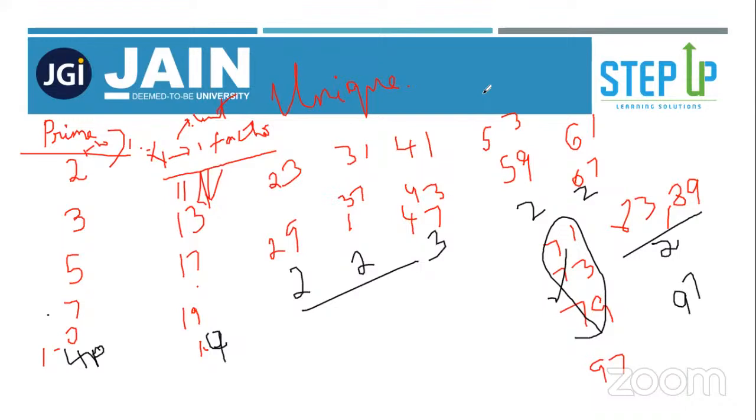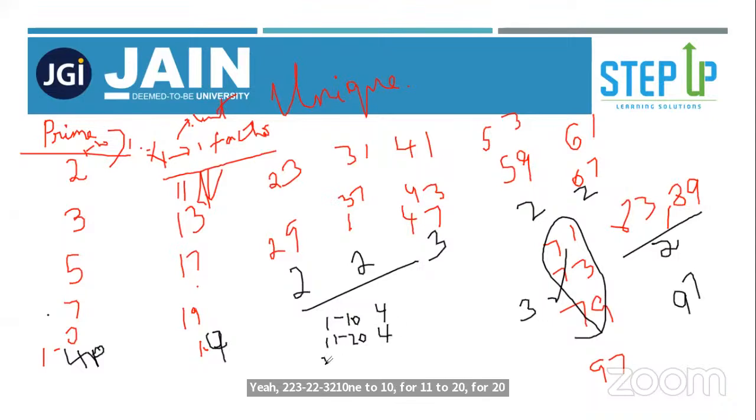Okay. So total number of prime numbers counted: 4, 4, 2, 3, 2, 3, 2, 1. 1 to 10, 4. 11 to 20, 4. 21 to 30, 2. 31 to 40, 2. 41 to 50, 3.